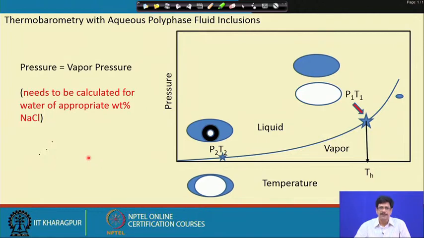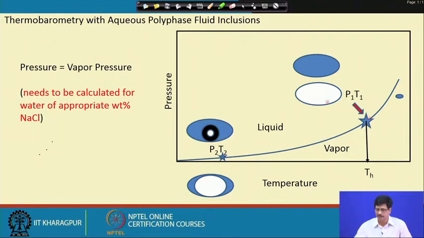Now, there could be some situation where we will not need any pressure correction, and that is a situation depicted on this diagram. So, it will be a thermobarometric exercise with aqueous inclusions. It will actually be an aqueous biphase inclusion. So, here the pressure will be equal to the vapor pressure.